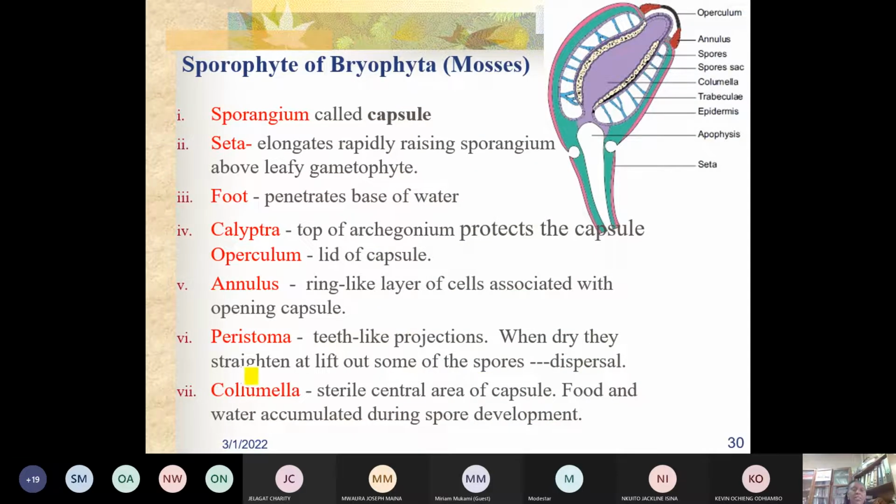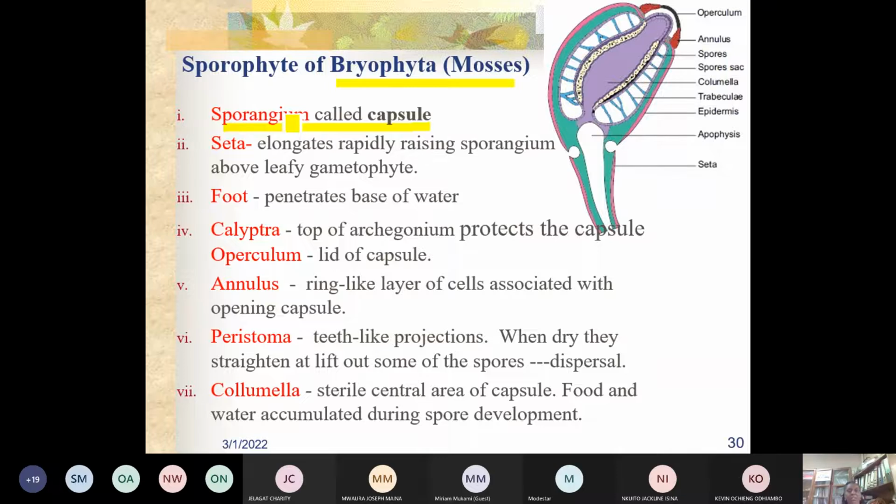Now, the sporophyte of the moss, of the bryophytes, is more advanced compared to what we saw. So the sporophyte has the following. So we will have the capsule, and the capsule is basically the sporangium.